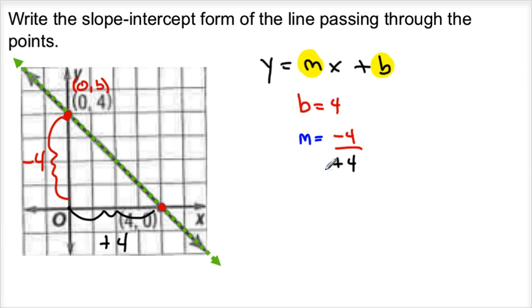Always simplify your fraction once you get to this point. Simplify your slope. What's a negative divided by a positive? Negative. What's 4 divided by 4? So my slope is -1. So I can rewrite this as y equals -1x plus 4.